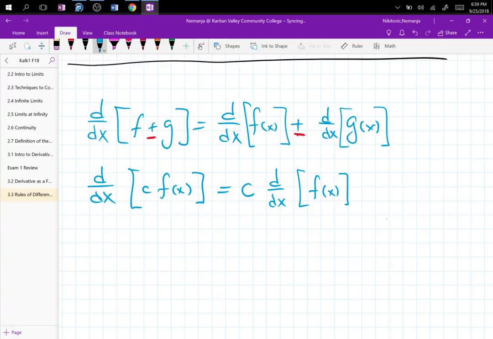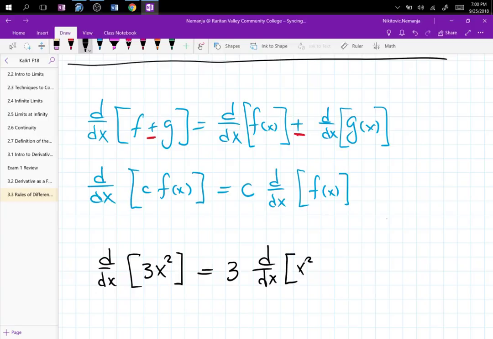So this would be good if you have, let's say, 3x squared. That 3 in front of x squared is the constant. So you can ignore it and just take the derivative of x squared, and then you will multiply it by that 3. So to use this rule, the one on the bottom, if you have the derivative of 3x squared, you will ignore the 3 and just focus on the derivative of x squared, and then when you get that 2x, it will multiply into 3 and get you 6x on the final answer.